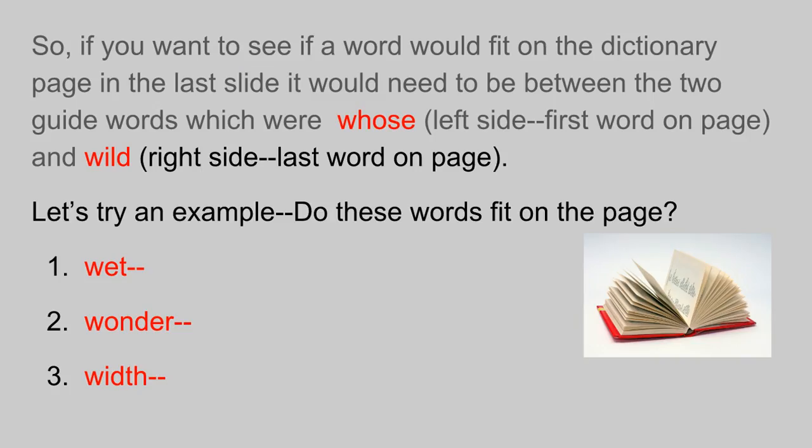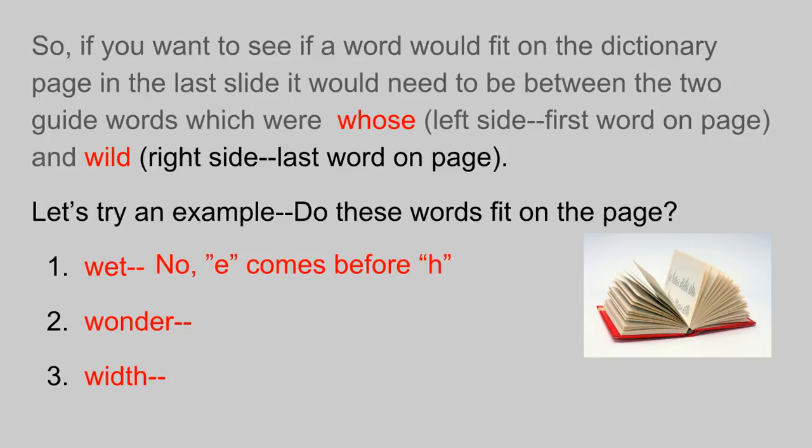So if you want to see if a word would fit on the dictionary page on the last slide, it would need to be between the two guide words, which were whose, left side, first word on the page, and wild, right side, last word on the page. Let's try an example. Do these words below fit on the page? The first one is wet. Does wet come before whose or after whose? E comes before H, so we know that wet comes before whose. So no, it would not fit on the page.